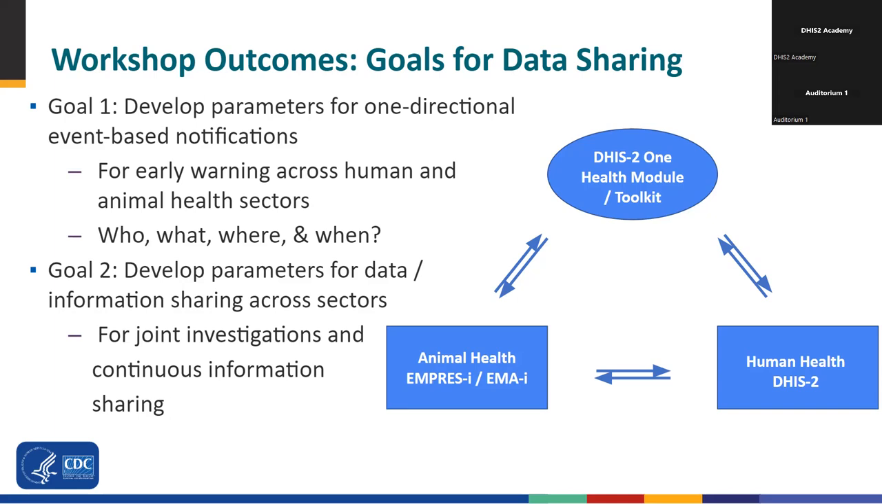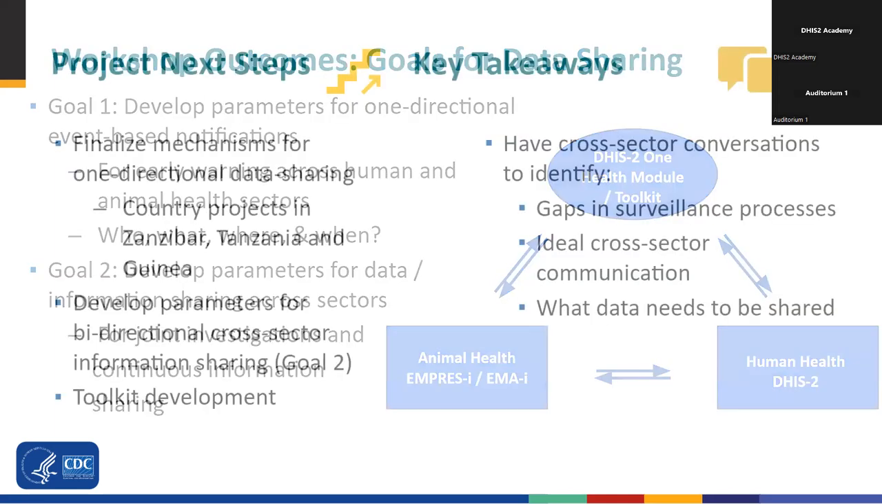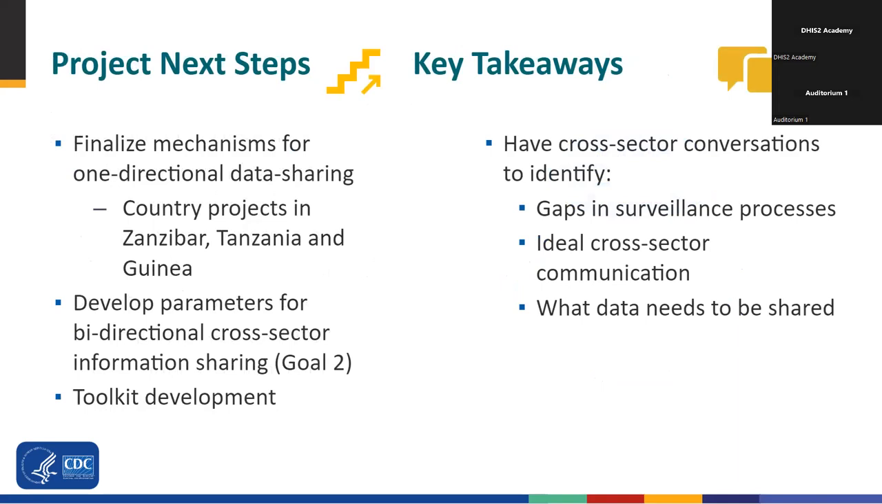And goal two, signified by upwards reporting into this toolkit, into this module, is different from goal one in that it is also data sharing, but it is bi-directional data sharing, and it is continuous throughout an investigation, leading to a joint investigation between human and animal health sectors. That would be something that we're working towards in the future. So in addition to finalizing goal one and that unidirectional data sharing, we're also working to develop that bi-directional data sharing for joint investigations, leading to overall toolkit development and working with country projects to pilot those moving forward.